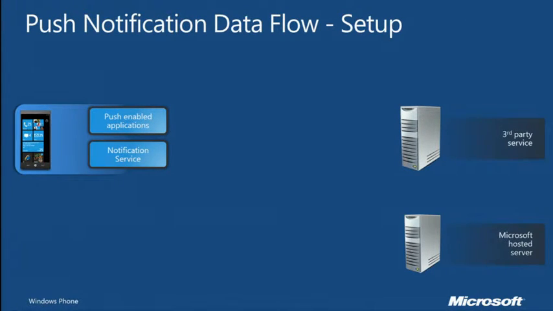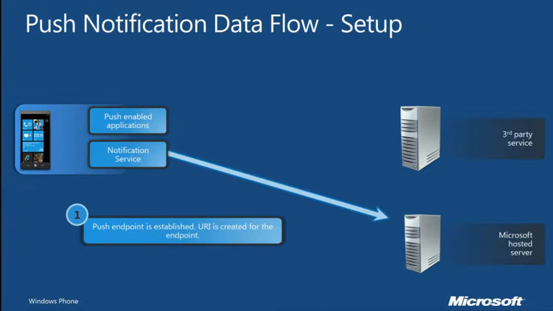And so let's look at what the architecture is for that. When your push-enabled app needs to set up that channel, it will use the notification service on the client and ask it, I need a channel. That notification service then will go out to the Microsoft hosted server. This is Microsoft Push Notification Service. You'll sometimes hear us call this the MPNS. It goes to that server and says, this app needs a channel.